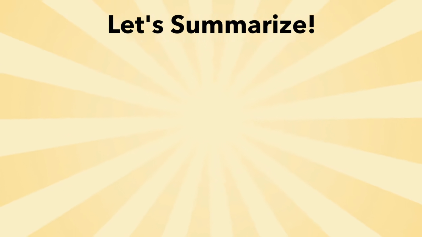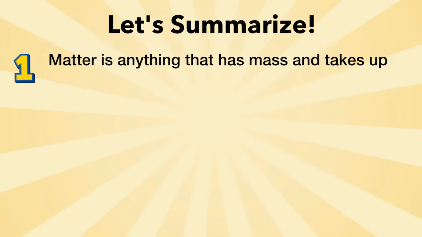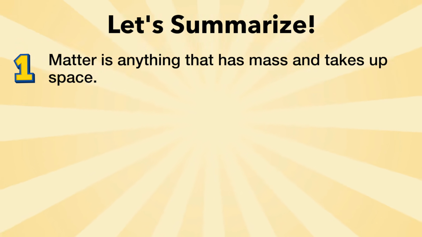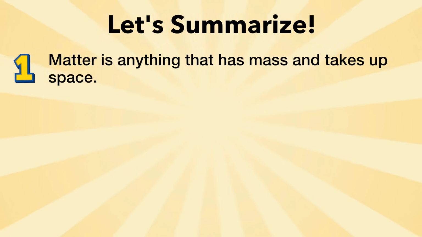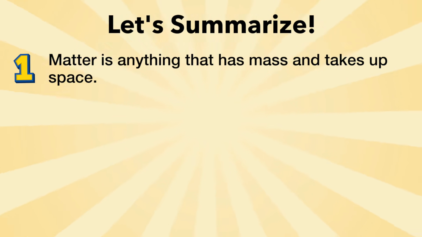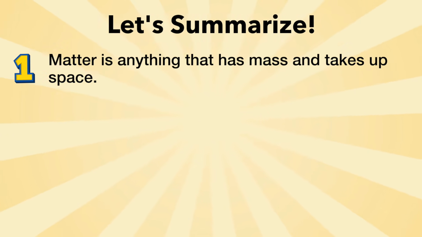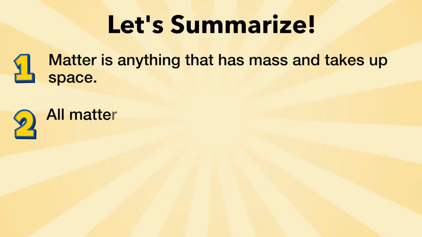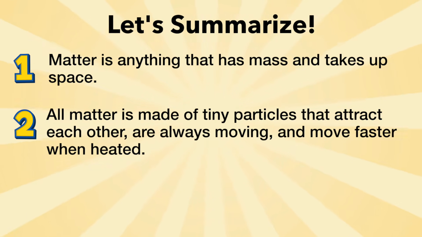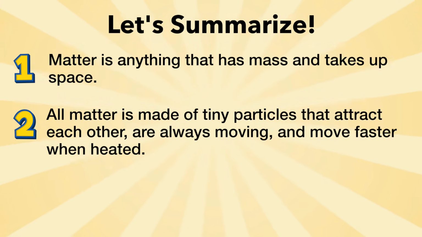So what did we learn today? Remember that matter is anything that has mass and takes up space, and the particle model helps us explain its behavior. We discovered four key ideas. First, all matter is made of tiny particles. These particles attract each other. They are always in motion, and heat makes them move faster.